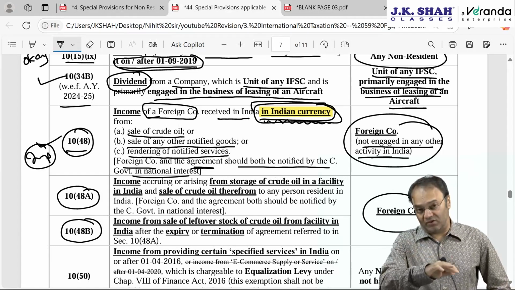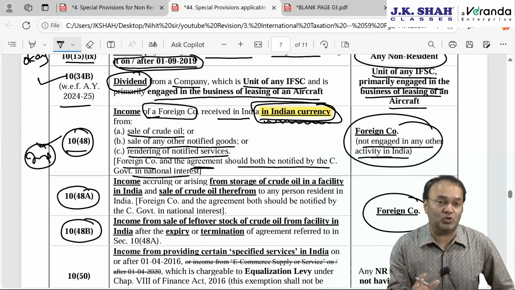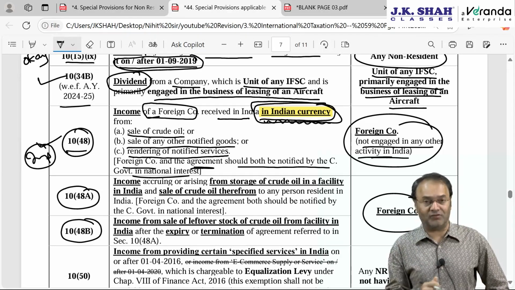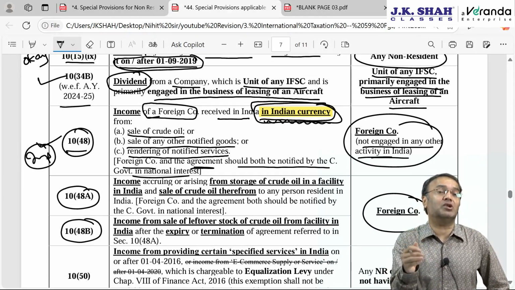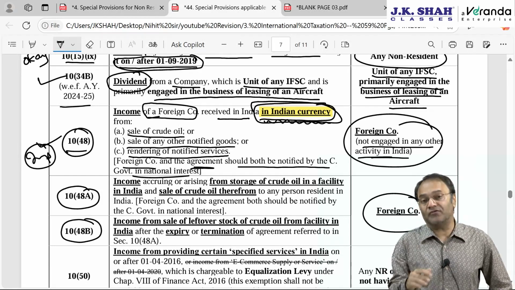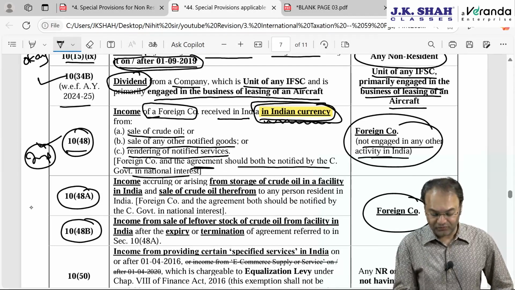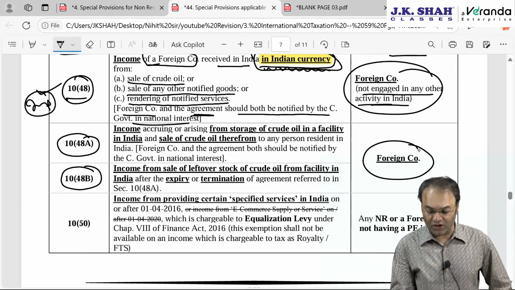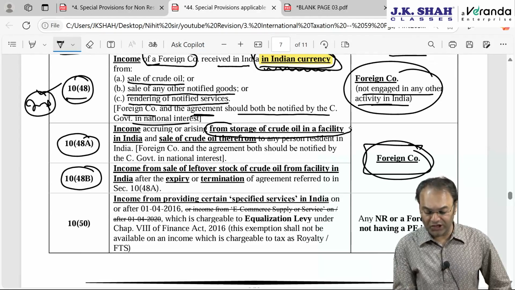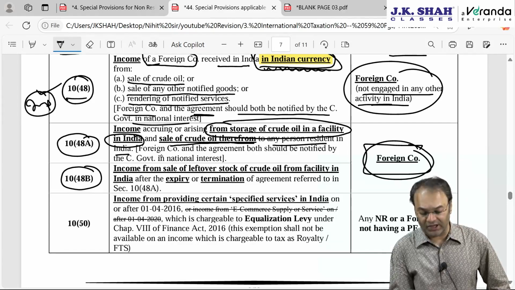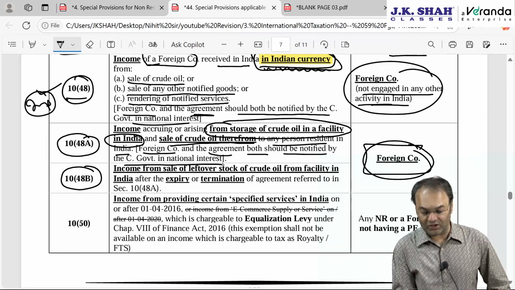Plus, in case you develop a port and also set up a storage facility, half of the storage facility you will use, half we will use, that is the government of India. Whatever half you are using, in case you generate any income therefrom, income from sale of crude oil from that storage facility, then we will provide exemption to you. So 10(48A): income of a foreign company from storage of crude oil in a facility in India and the sale of crude oil therefrom to any person resident in India, provided the foreign company and that agreement both are notified by the central government in national interest.